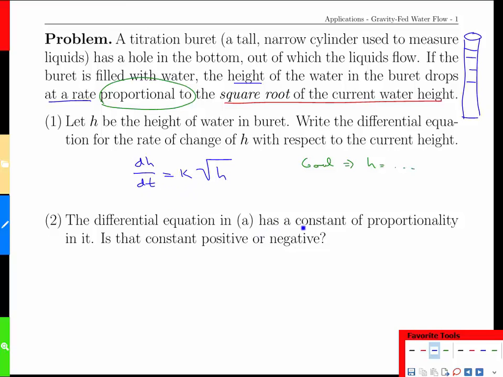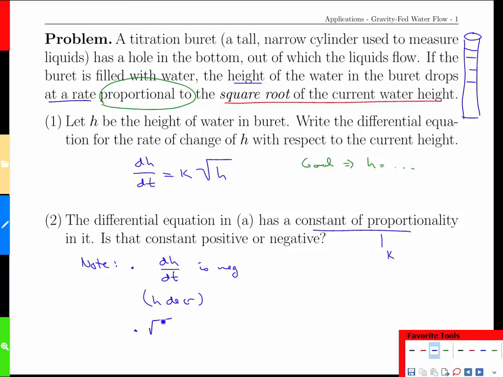In particular, the constant of proportionality here, that k, its sign is quite important because we know that the sign of derivatives are very important, and the k is really what's going to dictate that sign of the derivative. So what we note is dh/dt. Thinking back to derivatives, we know that h is decreasing because it's the height of water in this buret, and so the derivative of h with time has to be negative.